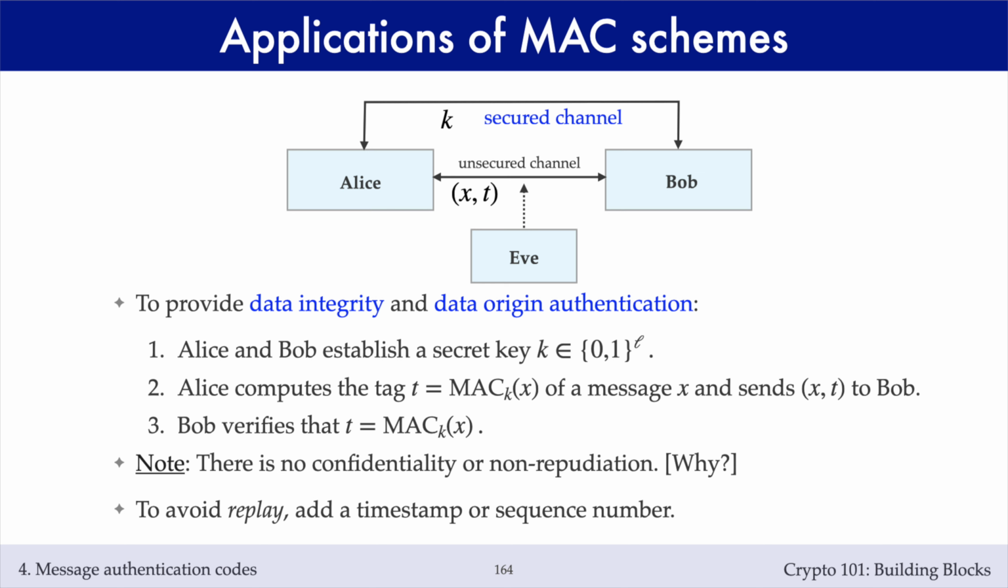Lastly, I'll note that an adversary who captures the message and tag can replay this tagged message to Bob at a future point in time, and Bob will accept the tagged message. To avoid such replay attacks, Alice should add a timestamp of some sort or a sequence number to the message before sending it to Bob.